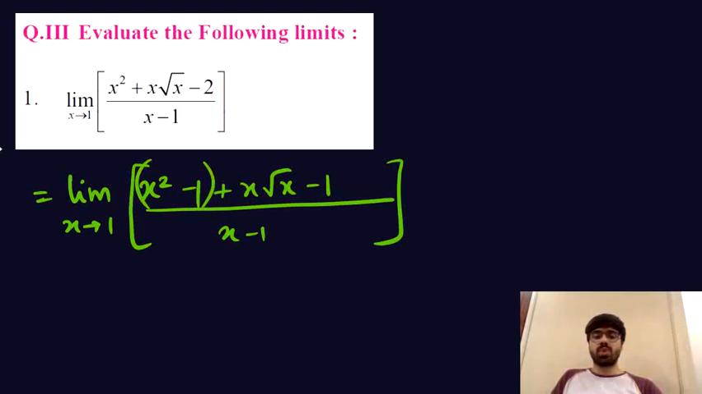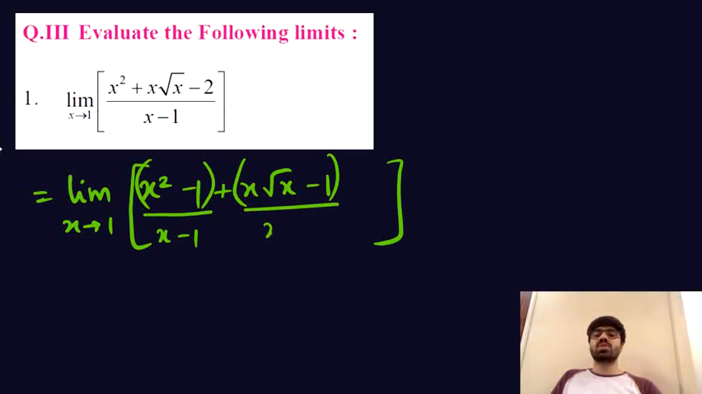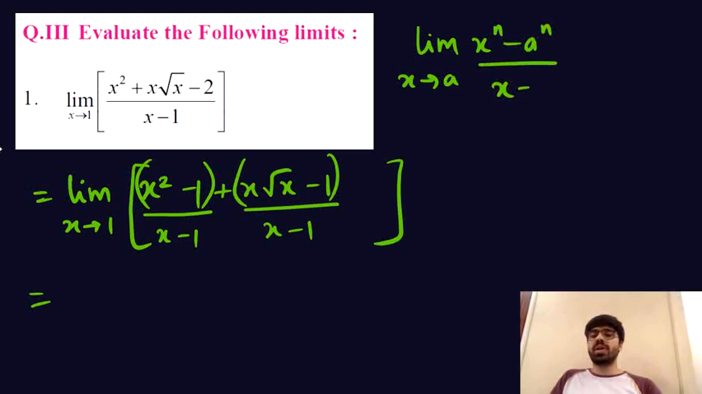Now think of this as one term, think of this as the other term, and split the denominator. So you have (x square minus 1) upon (x minus 1) and (x root x minus 1) upon (x minus 1). If you realize, these two terms are actually resembling the result: limit of x tends to a, (x power n minus a power n) upon (x minus a), and that value will be n into a power n minus 1.